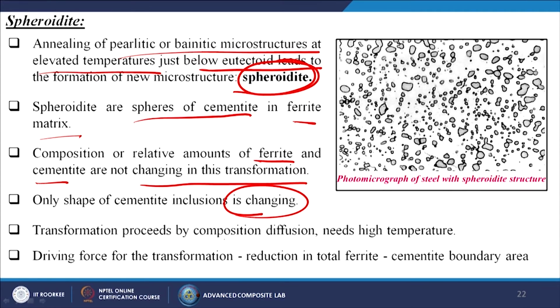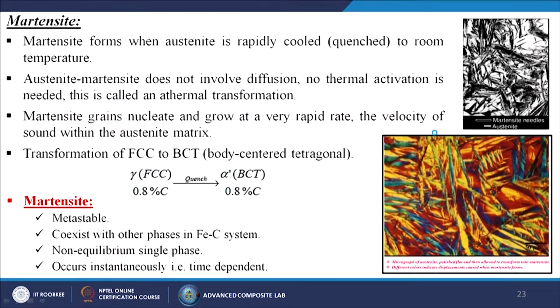Transformation proceeds by composition diffusion, which needs high temperature. Driving force for the transformation is reduction in total ferrite-cementite boundary area. So, this is the photomicrograph of steel with spheroidite structure. Now, we are going to discuss the martensite.